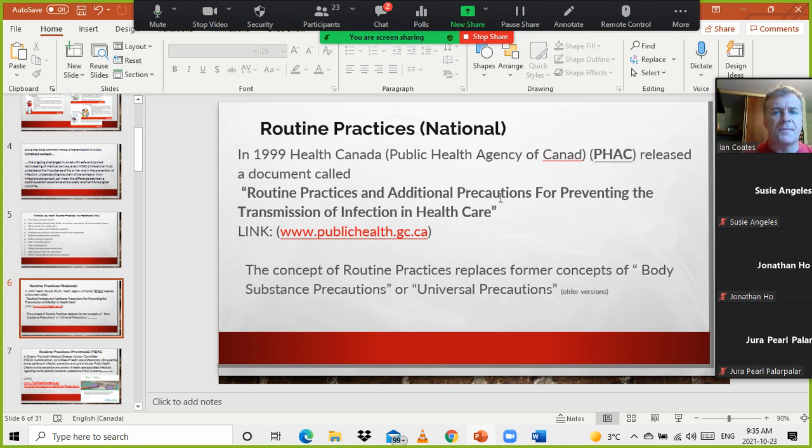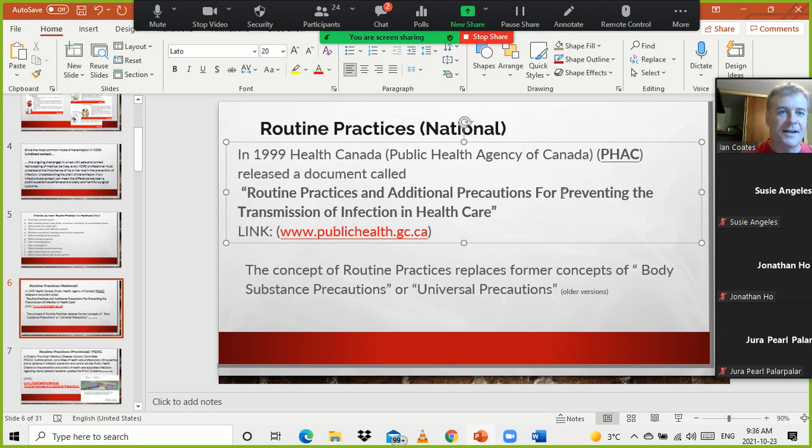They changed their name there to the Public Health Agency of Canada. And so this is their acronym. Okay, the PHAC sounds much better than Health Canada. I don't get it. And they released this document there called Routine Practices and Additional Precautions for Preventing the Transmission of Infection in Healthcare. Crazy title. Let's read that again. Routine Practices and Additional Precautions for Preventing the Transmission of Infection in Healthcare. That tells you how important routine practices are.